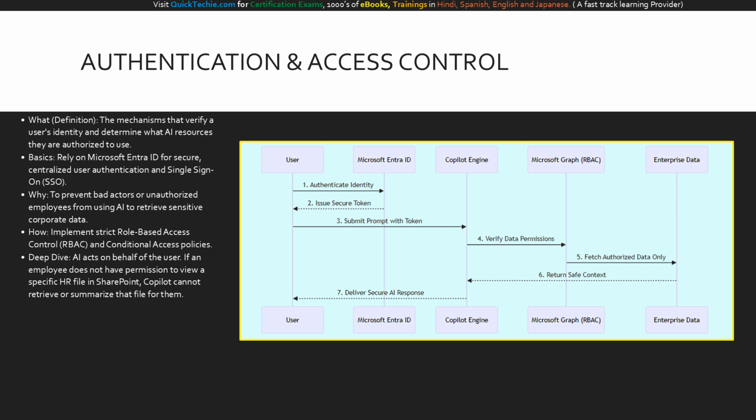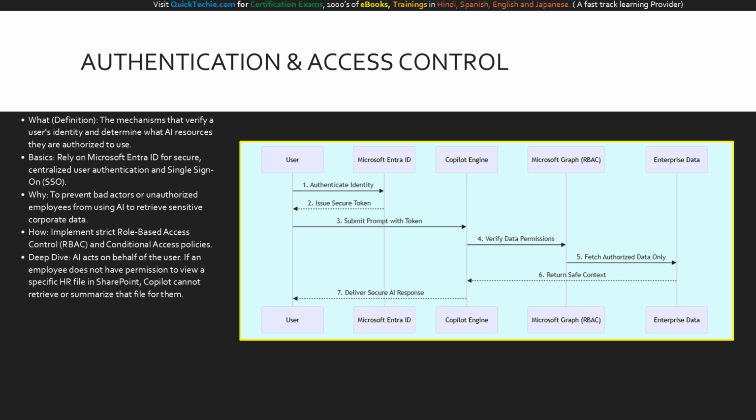Let's walk through the sequence diagram to see authentication in action. Step 1. The user attempts to log in and must authenticate identity through Microsoft Entra ID. Step 2. Entra ID verifies the user and issues a secure token. Step 3. The user submits their prompt to the Copilot engine, passing that secure token along. Now, look at Step 4. The critical security junction. Copilot consults Microsoft Graph to verify data permissions using role-based access control. Step 5. Graph only fetches data from enterprise data that this specific user is allowed to see.